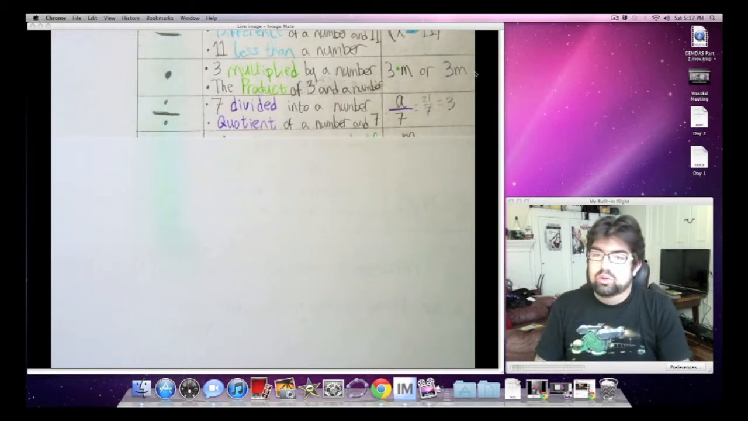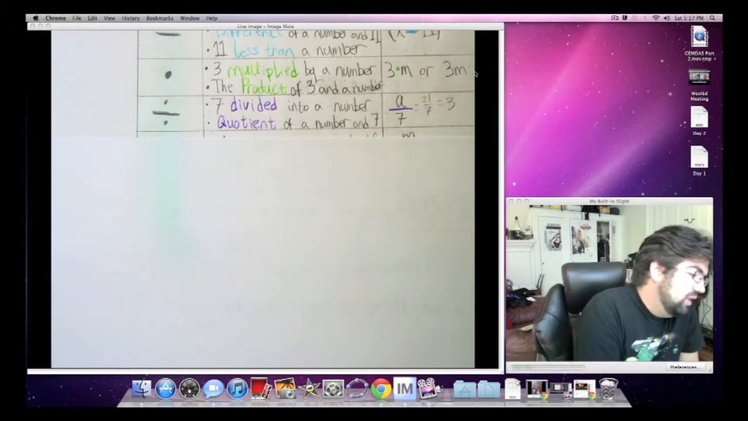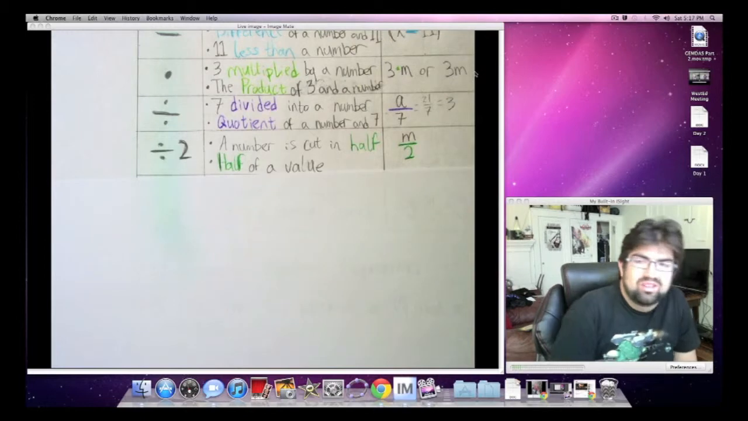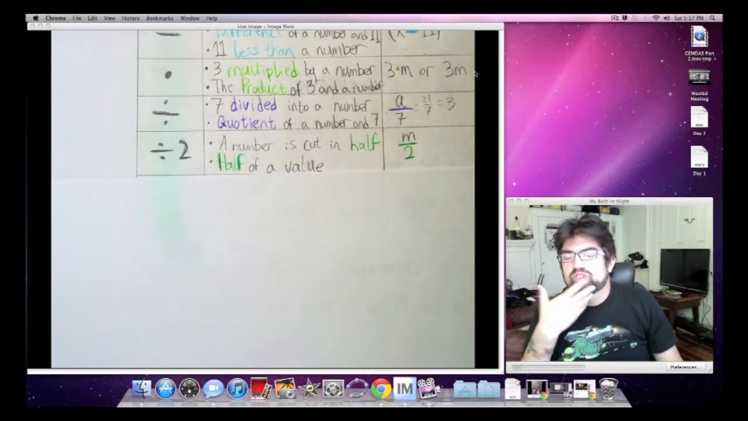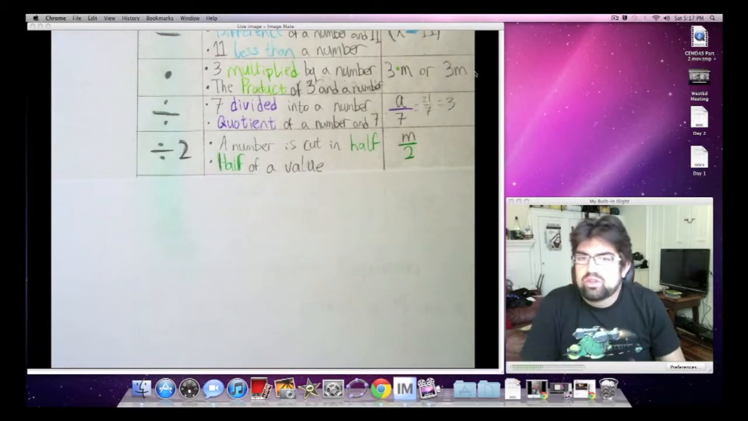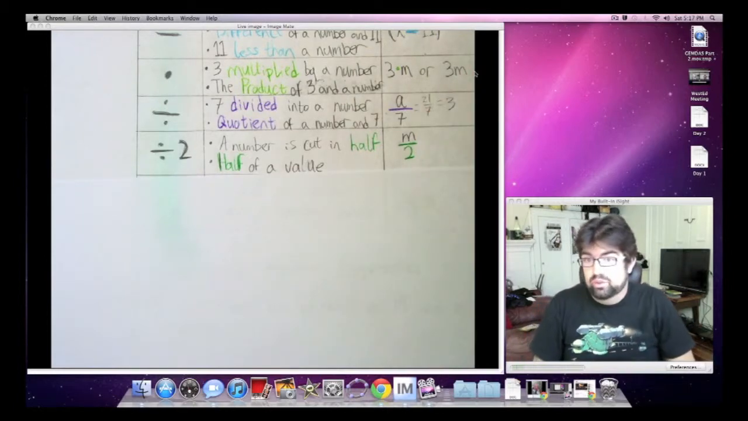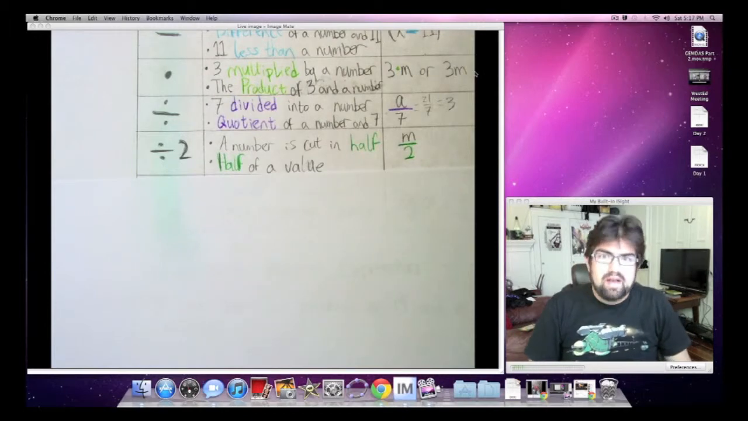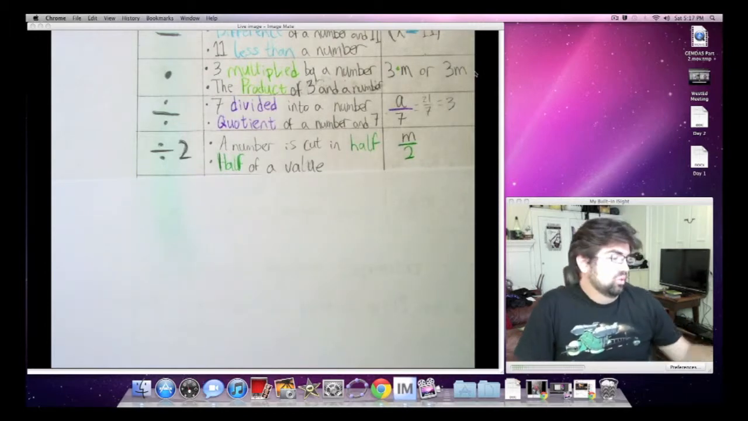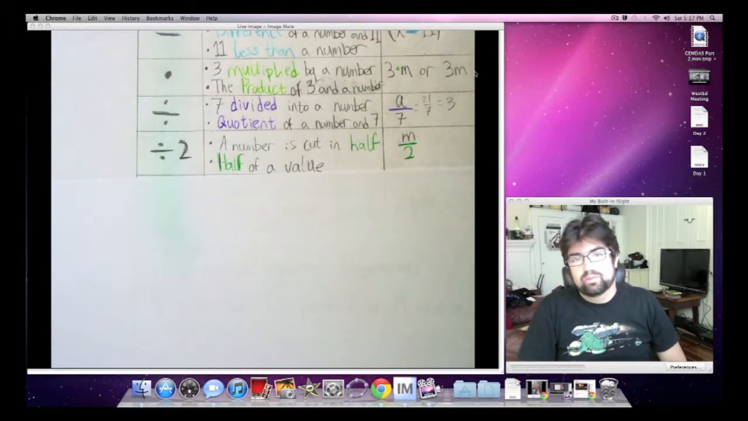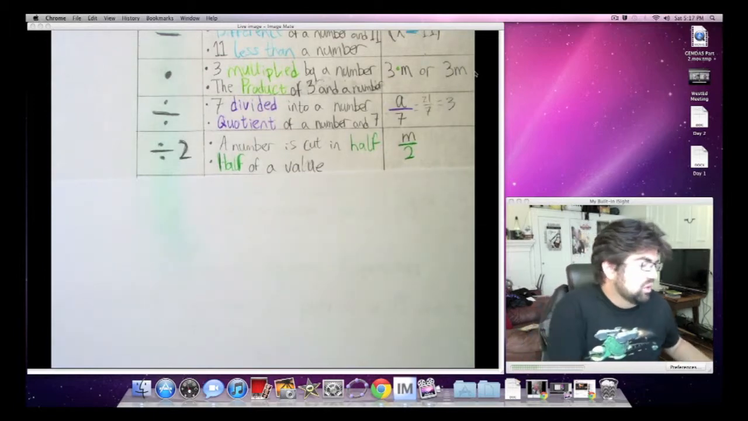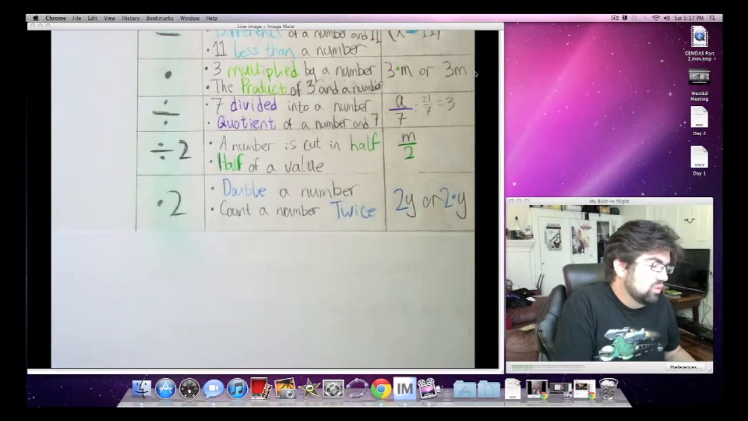Alright, so, well, I actually have 2 extra things. I put the divide 2 because you'll see like a number is cut in half. Right? And whenever you cut something in half, that's the same as you divided by 2. Half of a value, that's the same as if you divide by 2. So I thought that was a neat one. A good one to have. Here's another one.